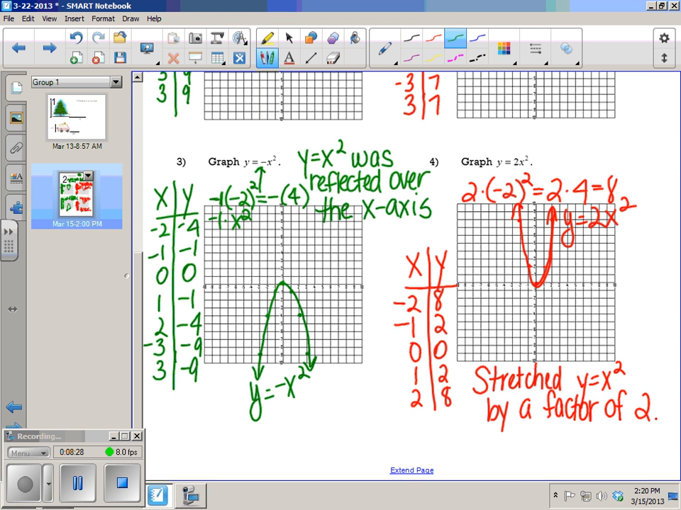And those are graphing quadratics. The best way is to use your graphing calculator when you have access to it, or to just go ahead and make a table of values and figure out where things are at.